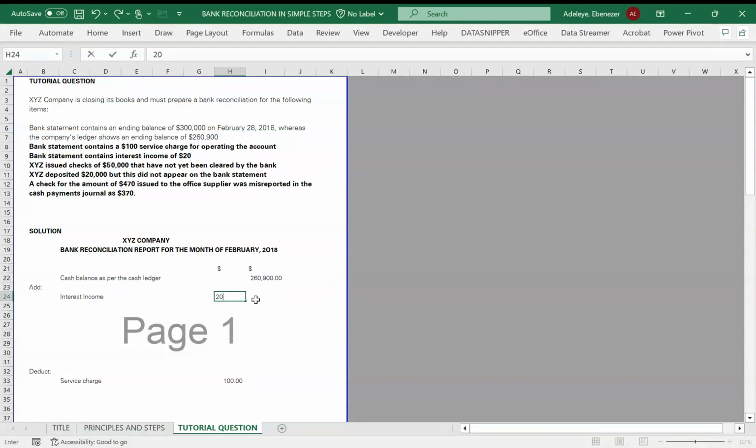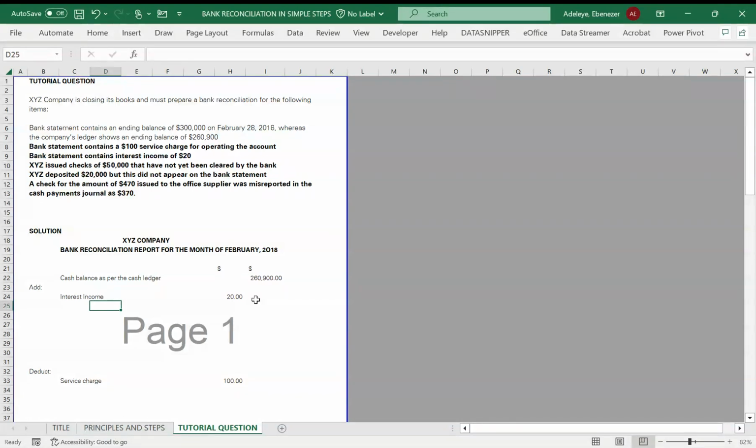What do we do? $20, we add. Second, the third information says XYZ issued checks of $50,000 that have not yet been cleared by the bank, right? So that's the case of an unpresented check.